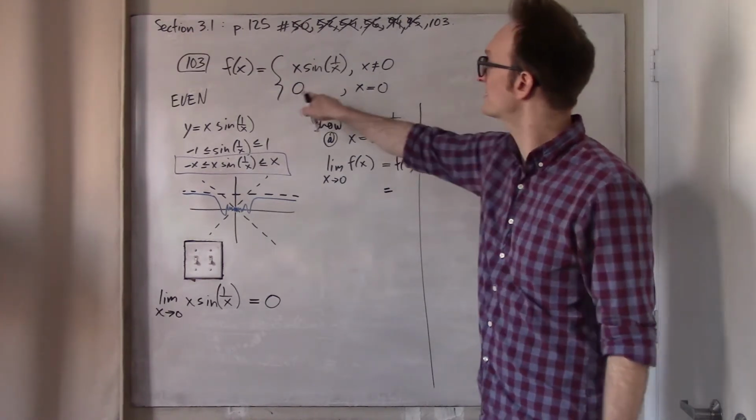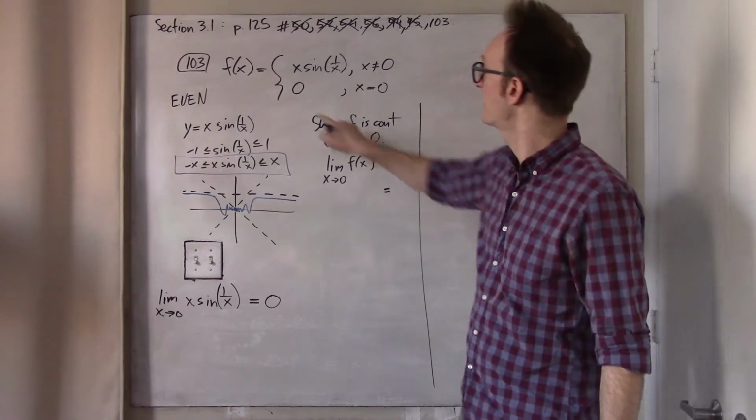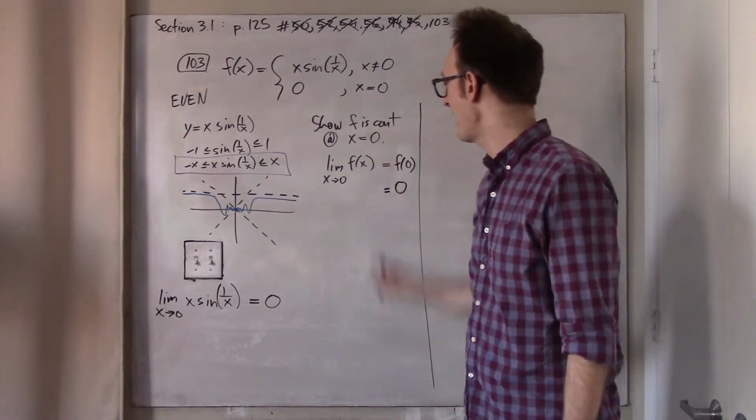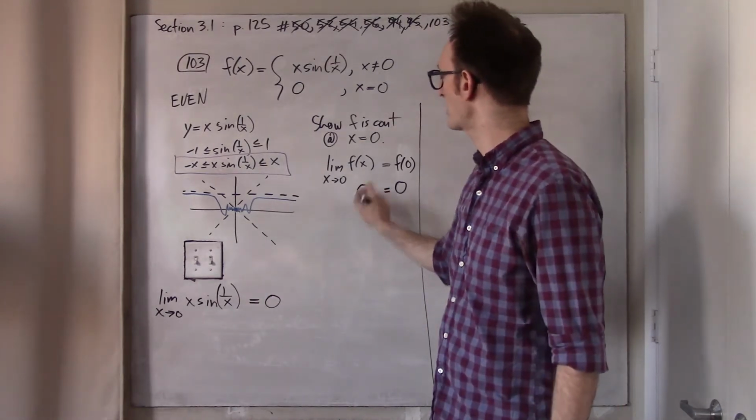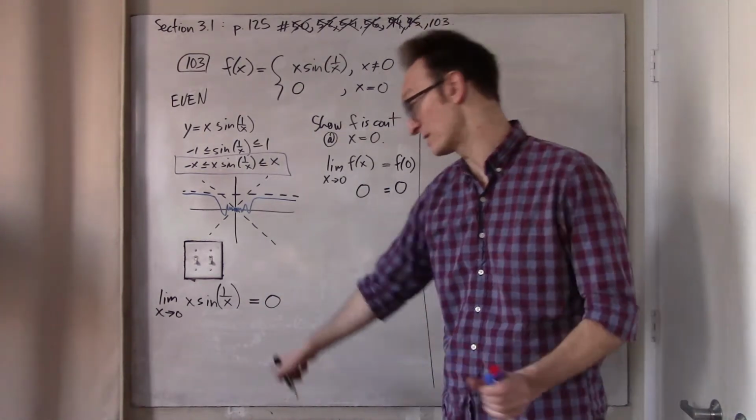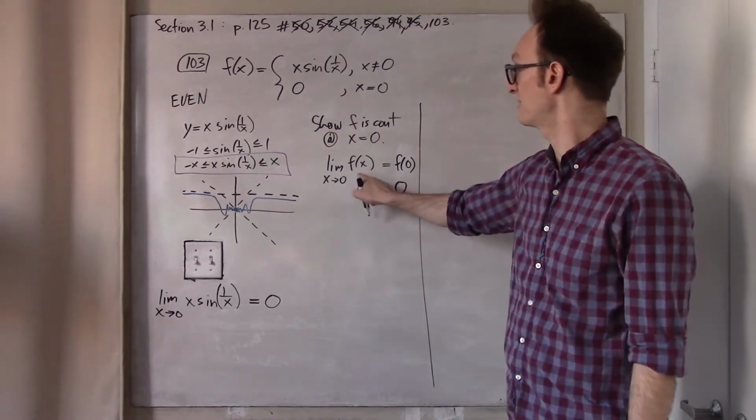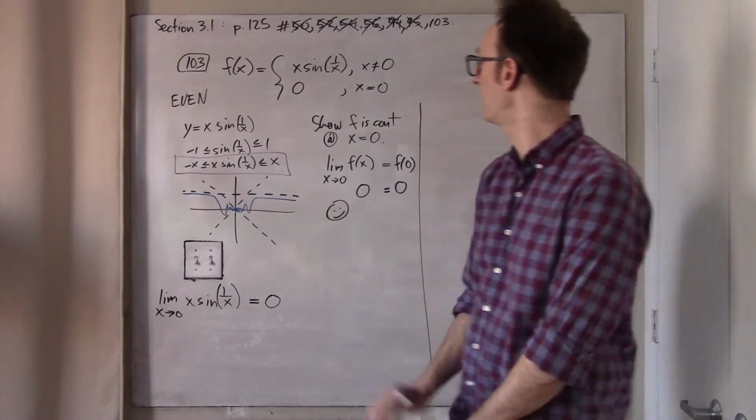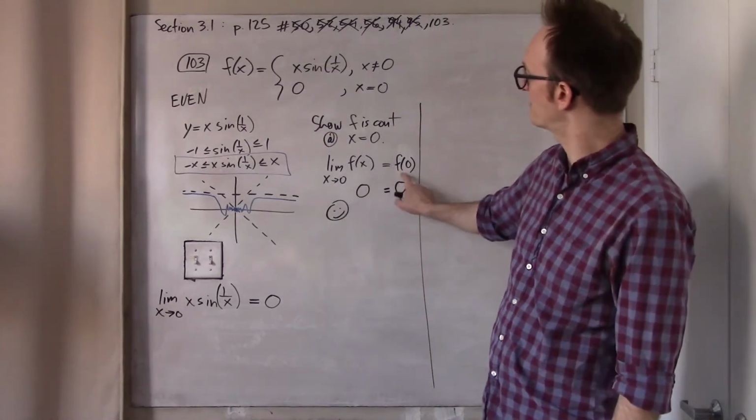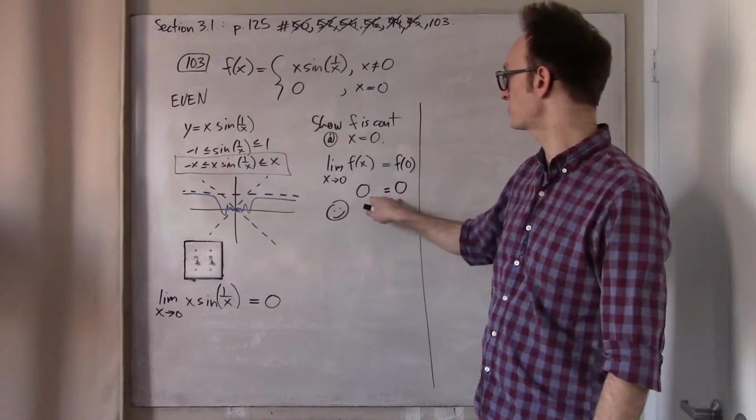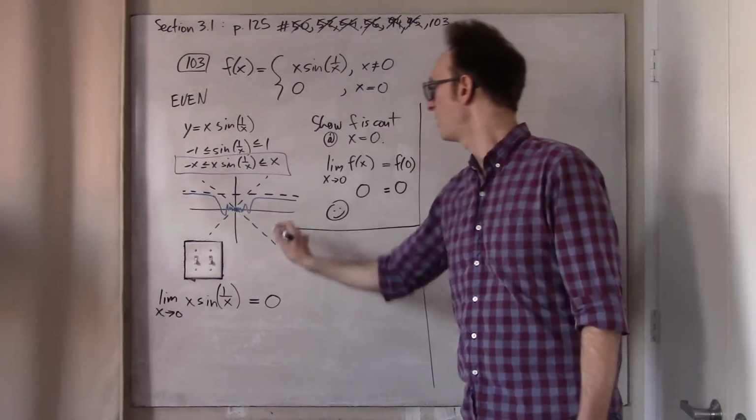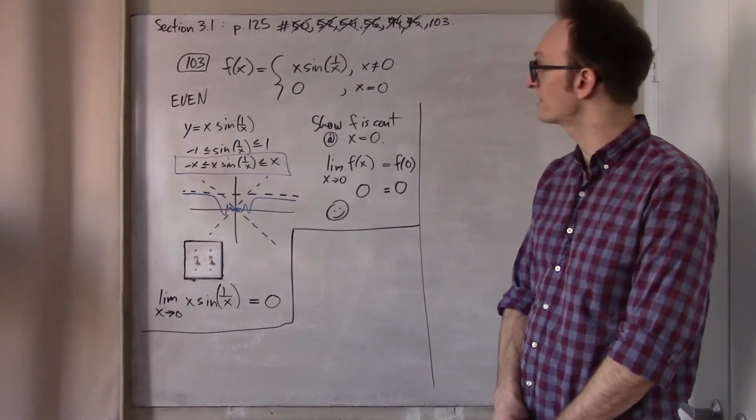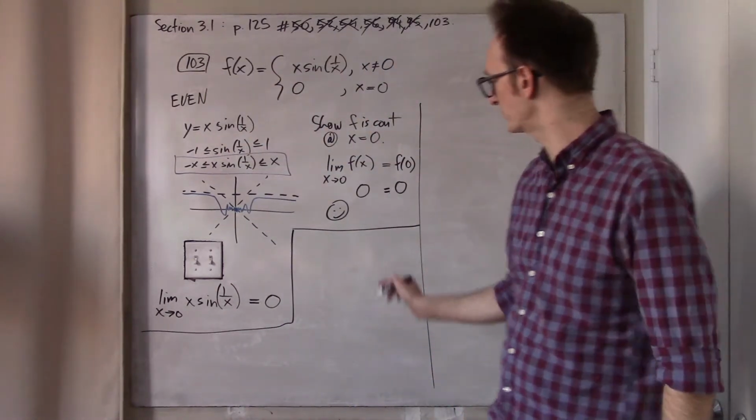But we forced the function to have value 0 at x equals 0 by defining it that way. And we've already seen by the argument I just made, via the squeeze theorem, that the limit of this function is 0. And therefore, these are equal. The function does have a limit, it's 0. It's defined to be 0 at 0. Those two are equal, so the function is continuous. Okay, and now the book says, show that it's not differentiable at x equals 0.